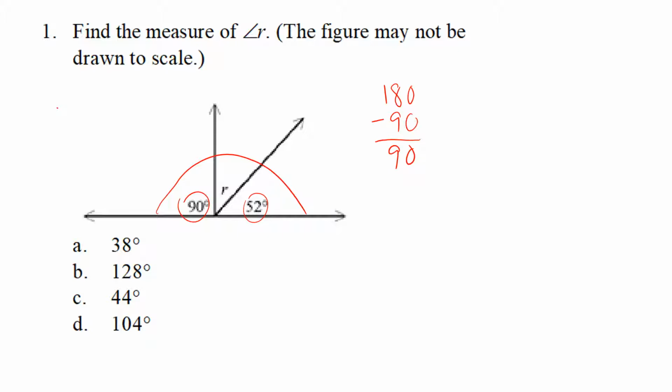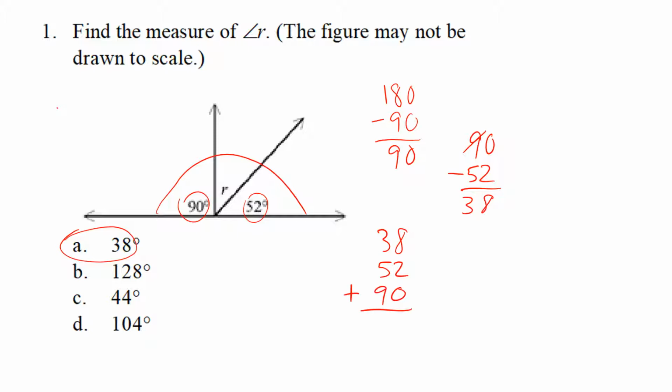So far I have 90 degrees. So I take that 90 and subtract the 52 degrees. That's 38 degrees. If you want to check it, you could take 38 plus 52 plus 90. All three angles should add up to 180 degrees.